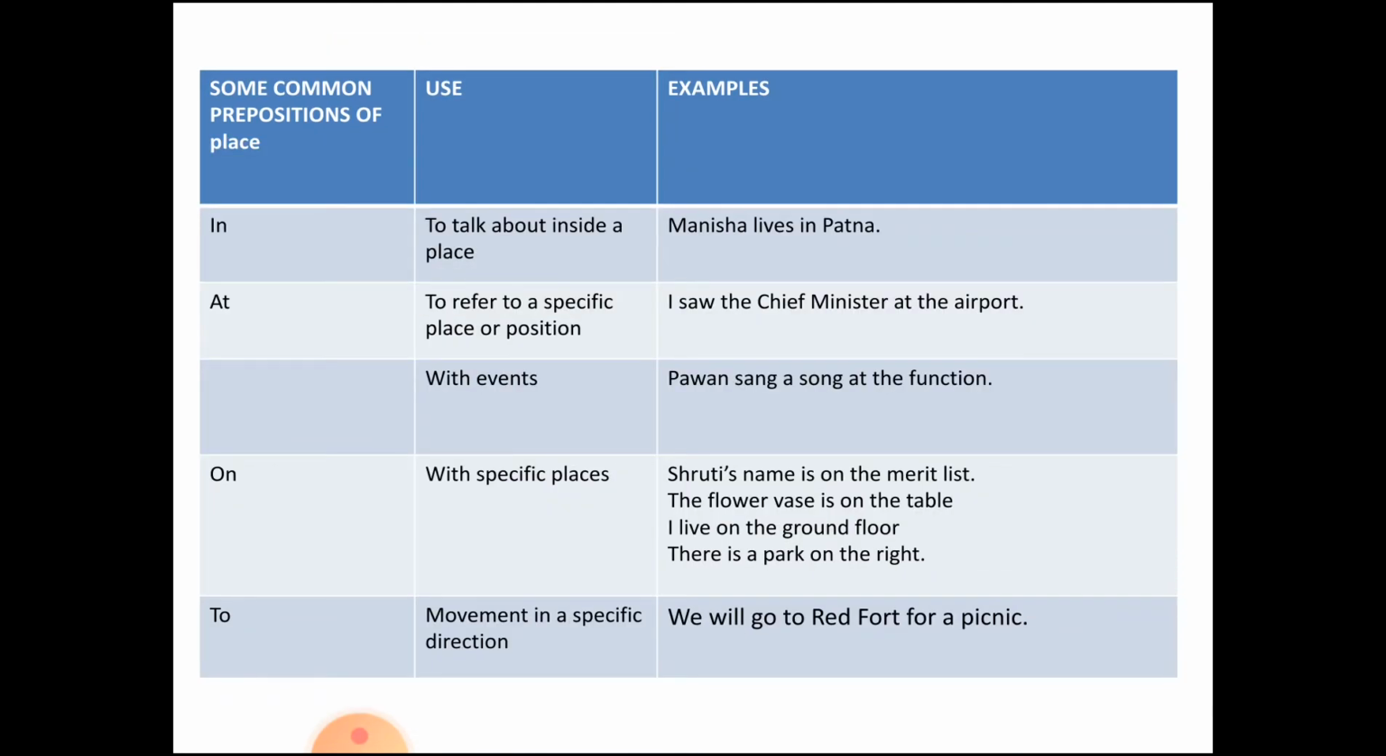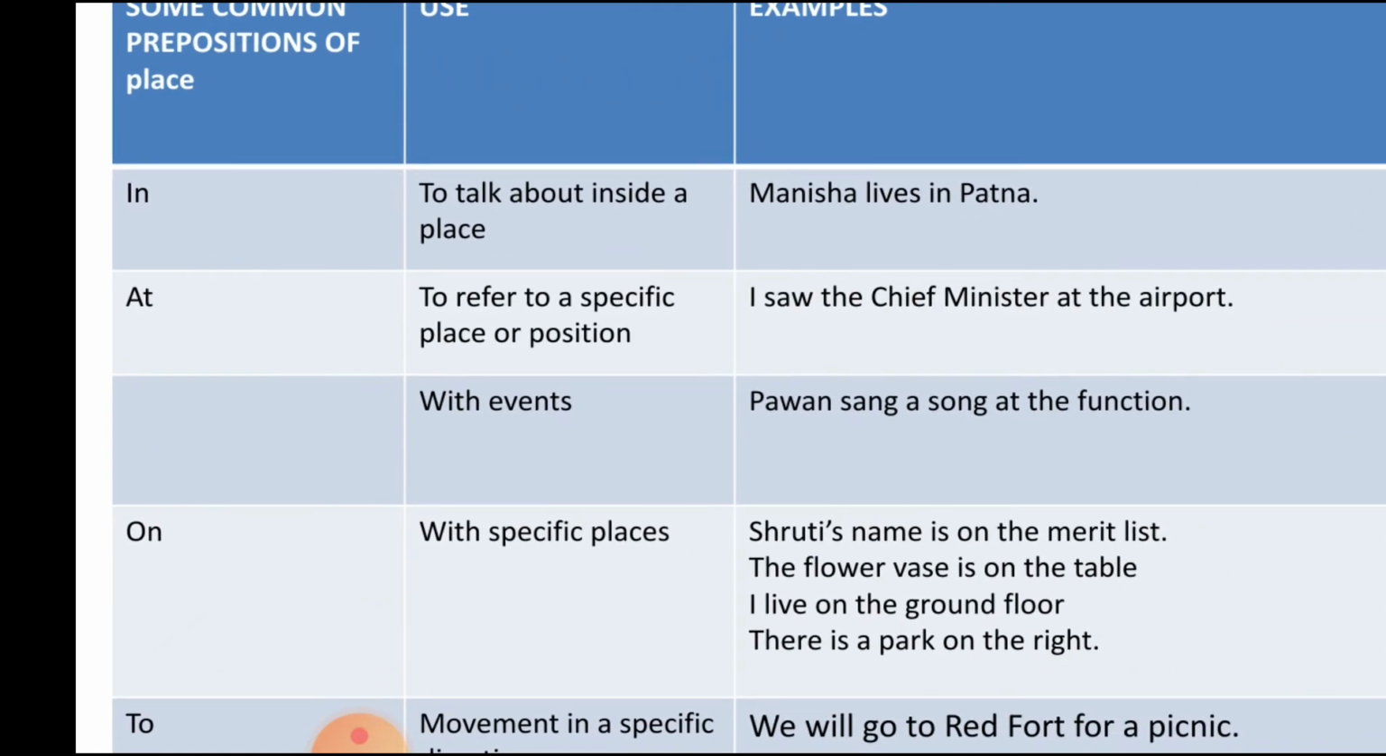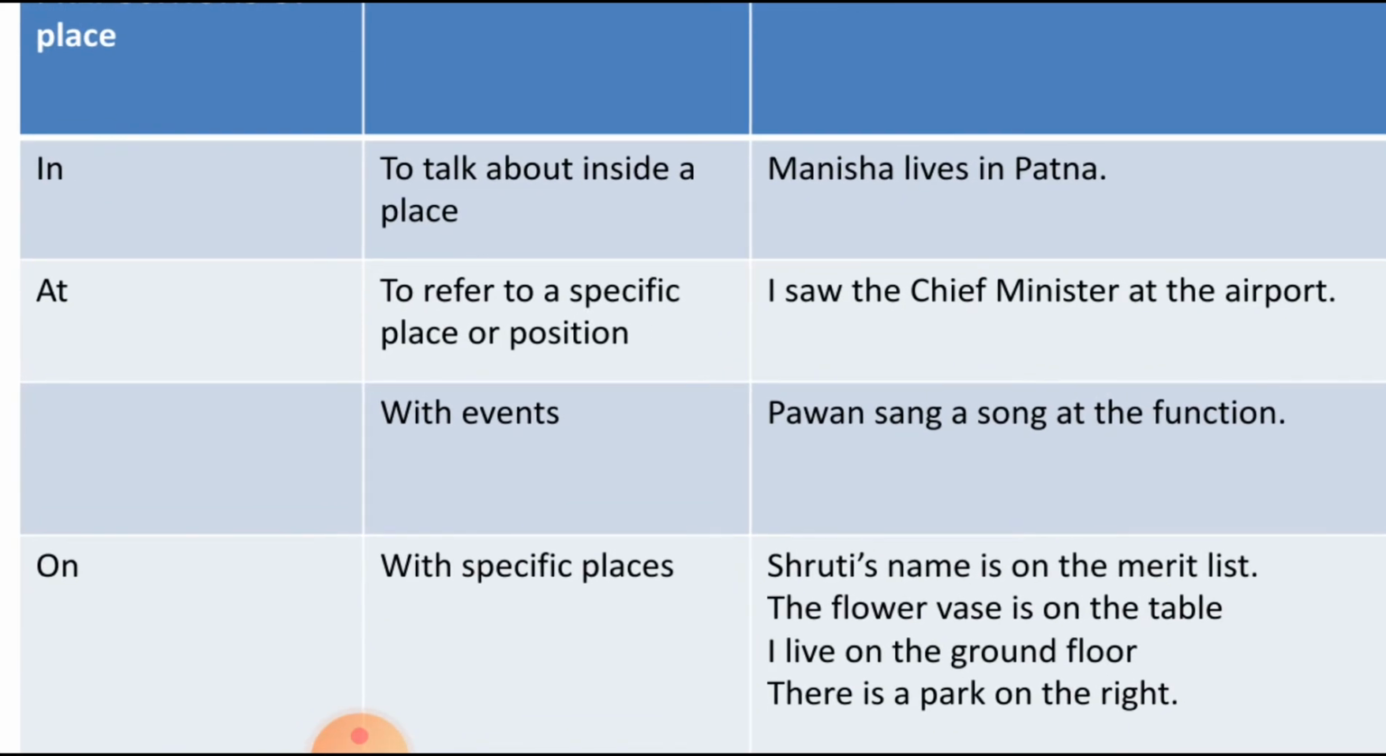Now let's move on to the other example, that is preposition of place. When we are talking about the preposition of place, prepositions like in, at, on and to are used. Okay, now let us see its use and some examples. We use in when we are talking about inside a place. So when we are talking about the inside of some place, then we use the preposition in.